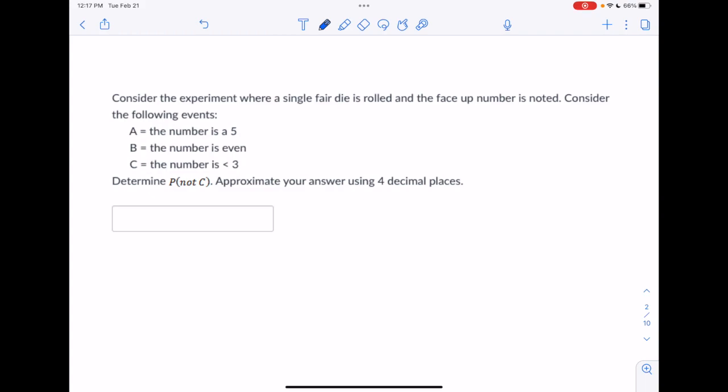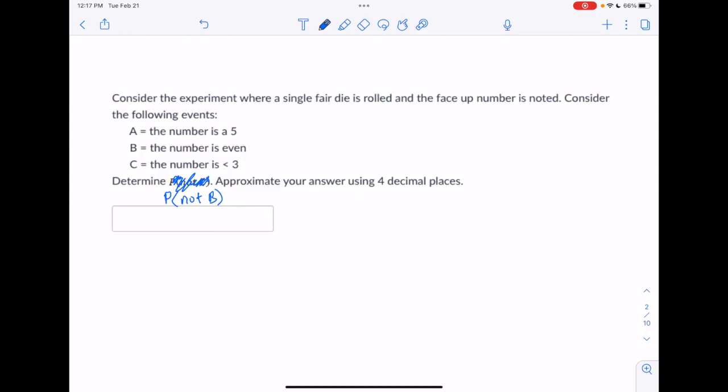So to start off with, in the interest of giving help and not answers, we'll change this from the probability of not C to the probability of not B. So we're going to work on the probability of not B.